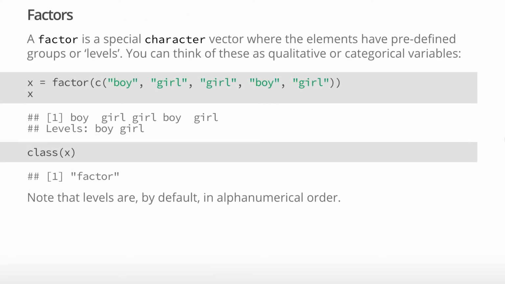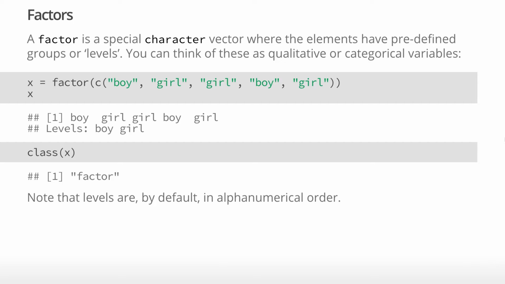So factors. Factors are special. A factor is a special character vector where the elements have predefined groups or levels. And if you do not specify the levels, they will be defined in alphanumeric order. So you can think of this as qualitative or categorical variables. Say x is a factor: boy, girl, girl, boy, girl. Now, when we print out x, note it doesn't have quotes around it, so you know it's not a character. It's not numbers, so you know it's not numeric. And factors have this additional thing that says levels. So you print it out, it says boy, girl, and it gives you the levels of this factor.